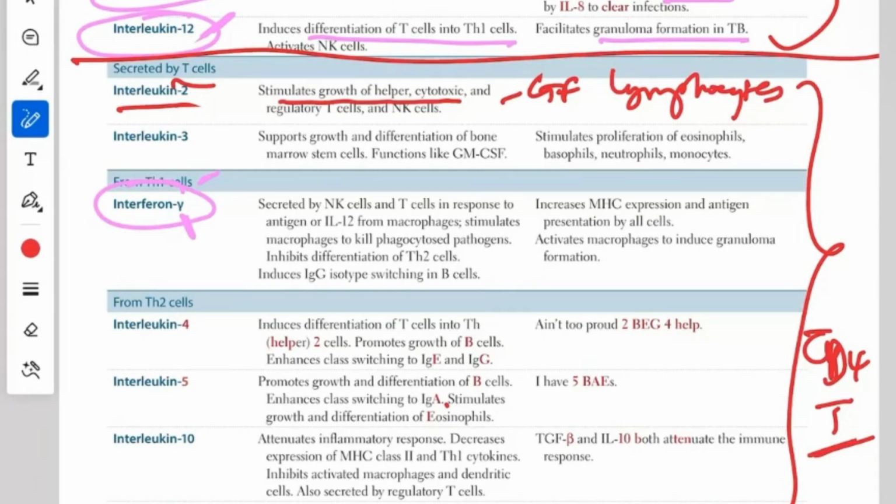All right. Now, when you hear interleukin 3, think of bone marrow. Interleukin 3 stimulates the bone marrow. It doesn't stimulate a specific cell, but just think bone marrow. And why is it stimulating bone marrow? So that the bone marrow will produce all the white blood cells. That's what is responsible for your leukocytosis.